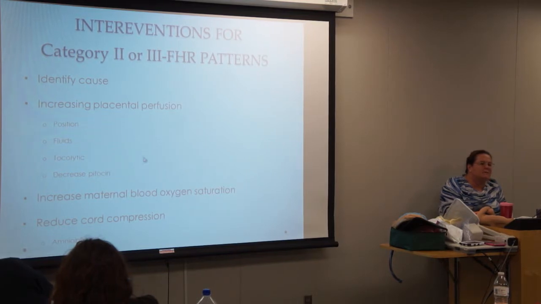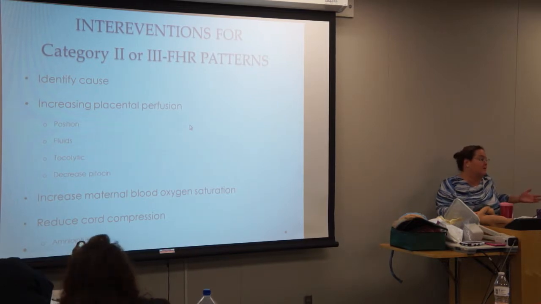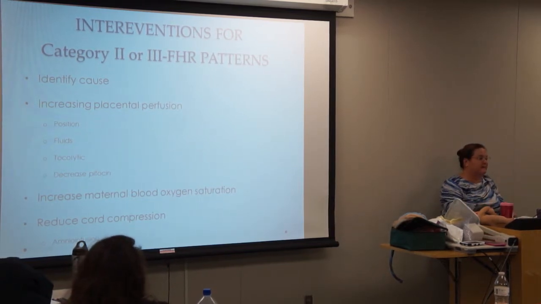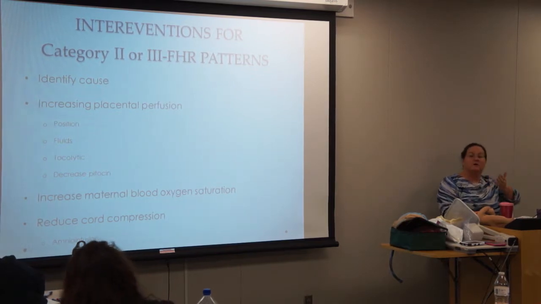But positioning, what kind of position would you expect if they have variable decelerations representing cord compression? Yeah, probably Trendelenburg. You don't know if that's going to work. Because remember, it could be that it's just wrapped around the neck 3 times. It could be a triple nuchal cord. And every little fraction of a space they descend more into the pelvis, it just pulls tighter and tighter. But you're going to try to do that.